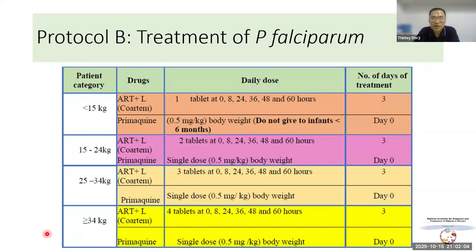For adults, as per our national guideline, you will give Coartem 4 tablets stat and after 8 hours, and then BD dosing for 3 days, and then primaquine as a stat dose. And for those with lesser body weight and for children, it's shown in this table. And the same caution, primaquine is to be given only for children who are older than 6 months of age.